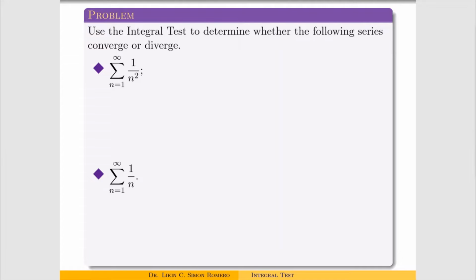Now we will use the integral test to determine whether series converge or diverge. So this first problem here, we see it's the series from n equals 1 to infinity of 1 over n squared. So for this, we need to evaluate the integral from 1 to infinity of 1 over x squared dx.